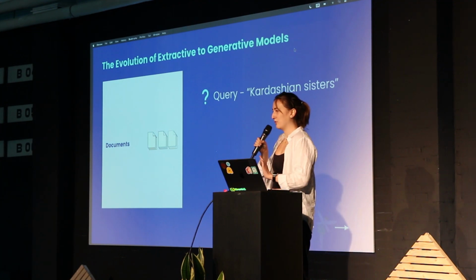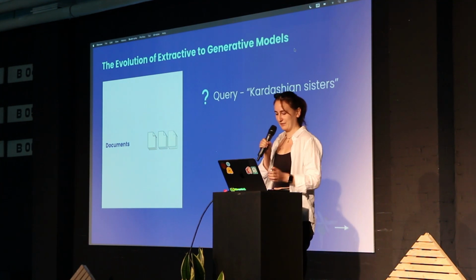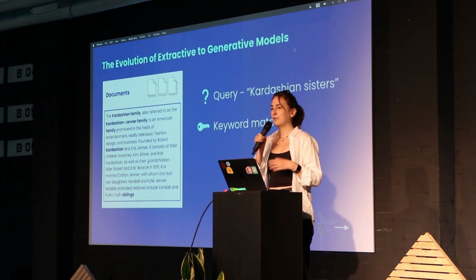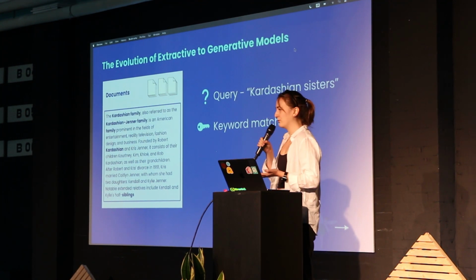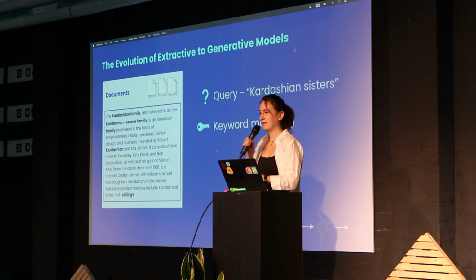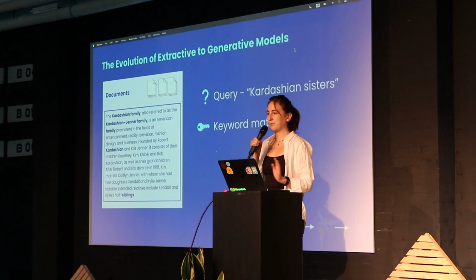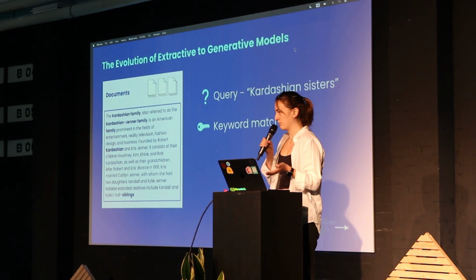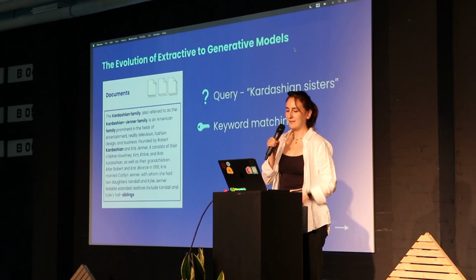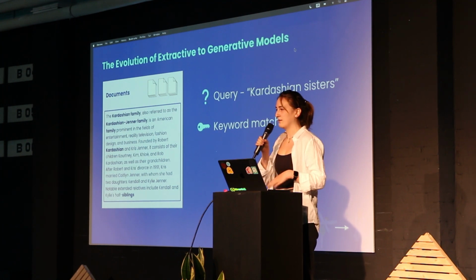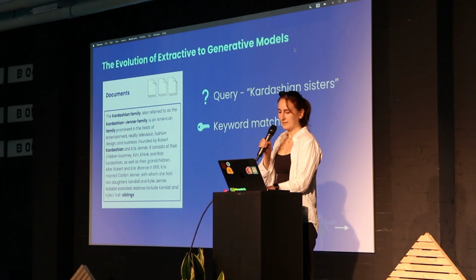Let's say we have a set of documents and I say Kardashian sisters. I might get back something like this. Modern keyword matching algorithms can do clever things like, as you can see, I've got sisters here, but it's matched family and siblings as well. Perfect, we've got a response. We've got the best document out of the set of documents we had, but that's it. It's not telling me anything about Kardashian sisters are X, Y, Z. It's just giving me the document.